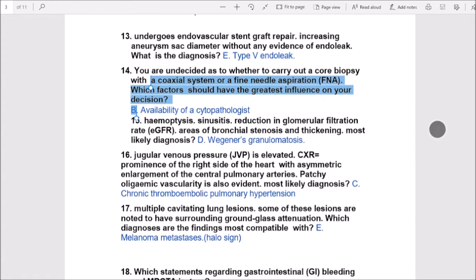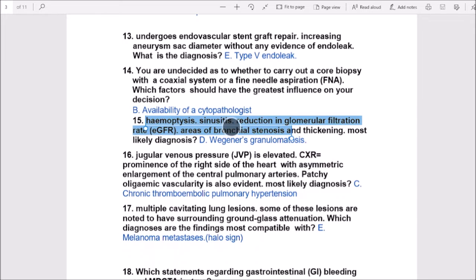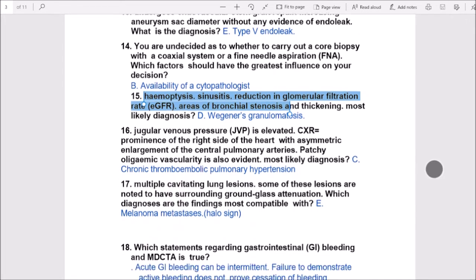Question number 15. Hemoptysis, sinusitis, reduction in glomerular filtration rate, and areas of bronchiectasis, bronchial stenosis, and thickening, most likely diagnosed granulomatosis with polyangiitis. The lung involvement, nose involvement, and kidney involvement are seen in granulomatosis with polyangiitis.